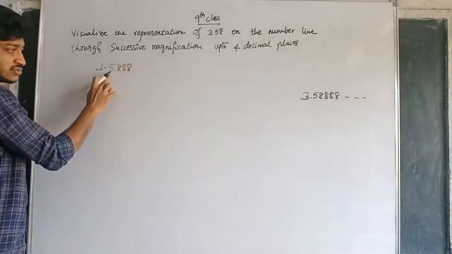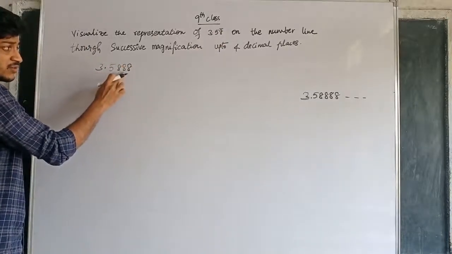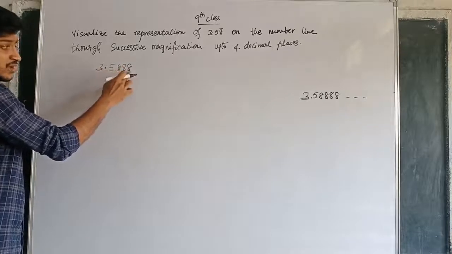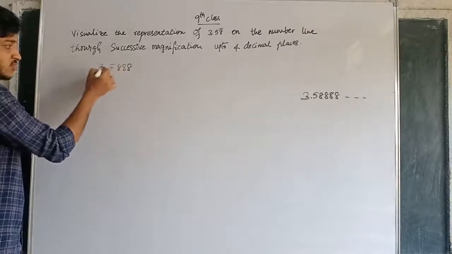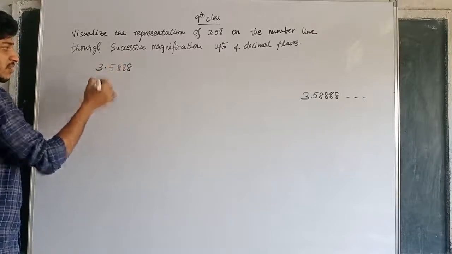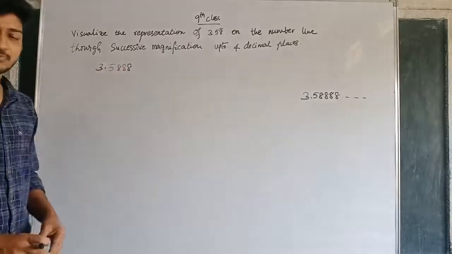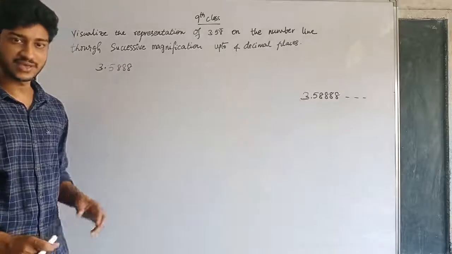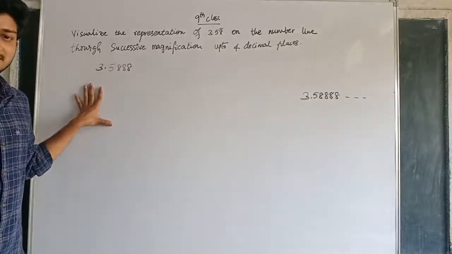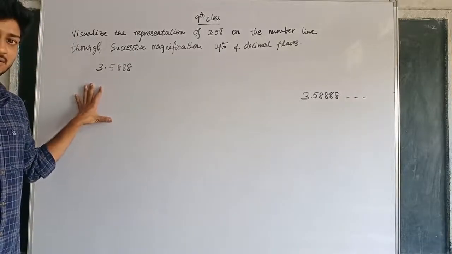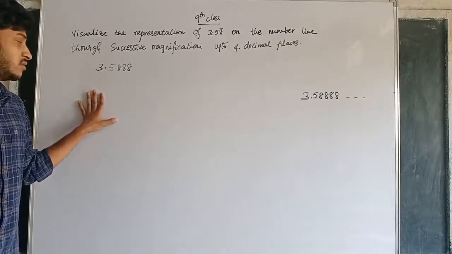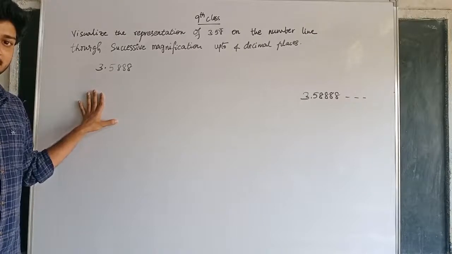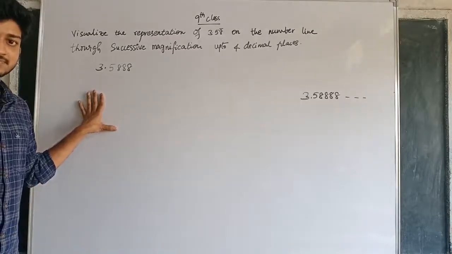So the number is 3.5888, with 4 decimals. After the decimal point we need only 4 digits: 1, 2, 3, 4. Enough. So we have to represent this number, 3.5888, on the number line. First of all, see this number carefully.